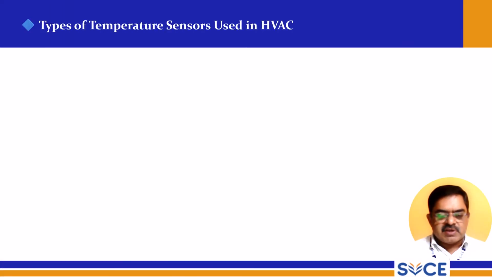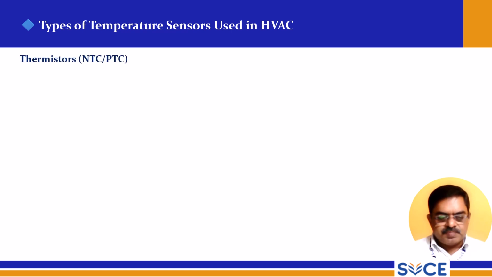Types of temperature sensors used in HVAC. There are n number of sensors available. I have listed very few important sensors, and their working principle and construction are actually beyond our syllabus. But you can refer to books like Instrumentation and Control by A. K. Ghosh. That is a very good book. You can refer to it for additional information, but for our syllabus and from the exam point of view, this content will be more than enough.